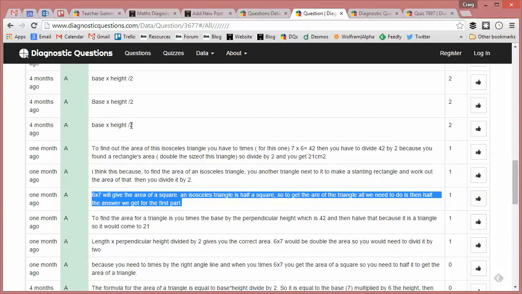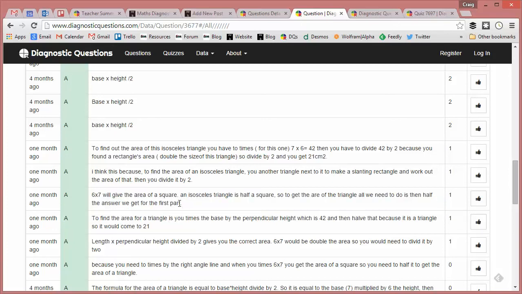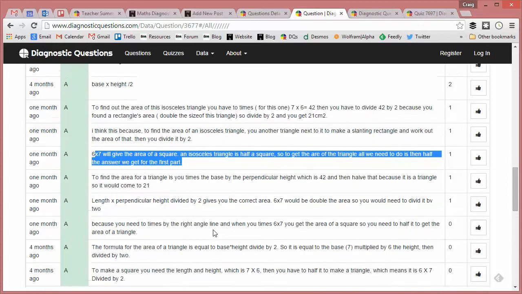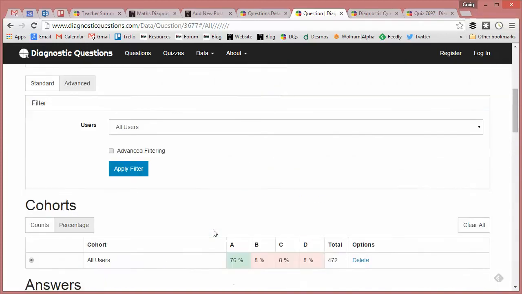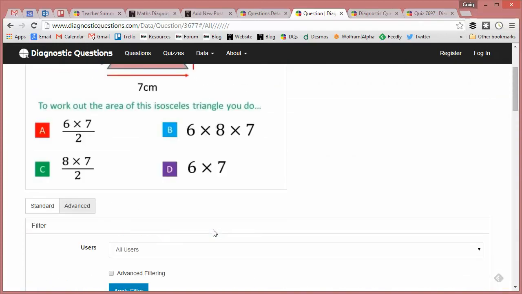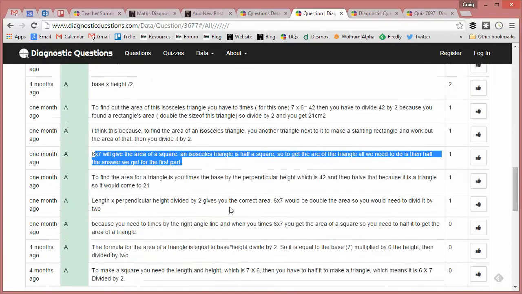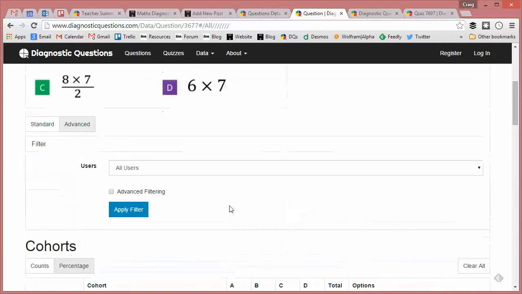Some students just prefer the formula, base times height divided by 2. But if I was a student and I wasn't very good at remembering formulas, I'd read that and I'd think, yeah, actually that makes a lot of sense to me. So absolutely lovely way of explaining things. Now remember, the whole beauty of the website is that if students have got this question wrong, they can benefit from reading as many of these explanations as they like until they find one that makes sense to them.